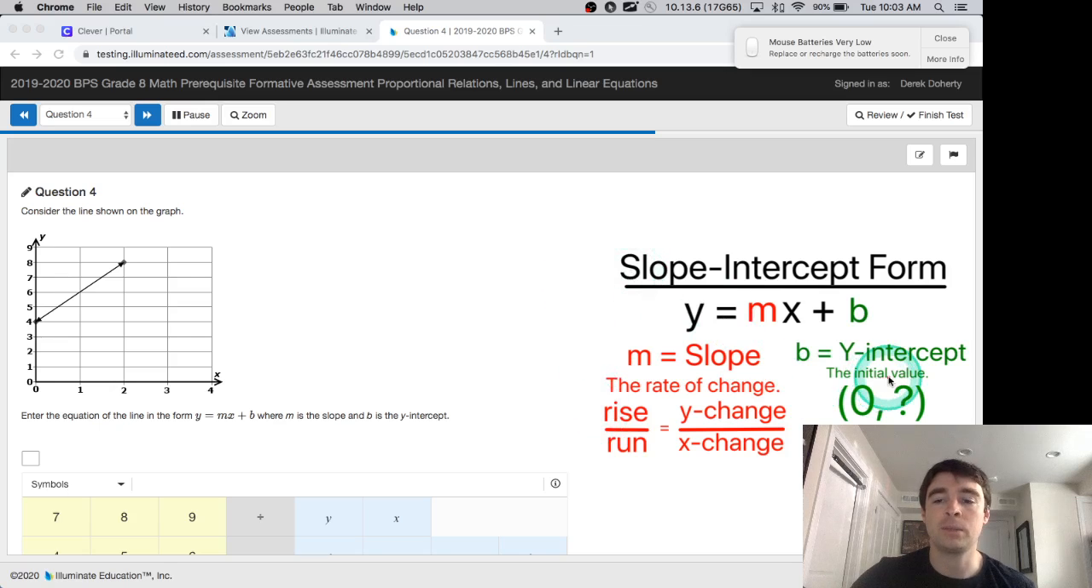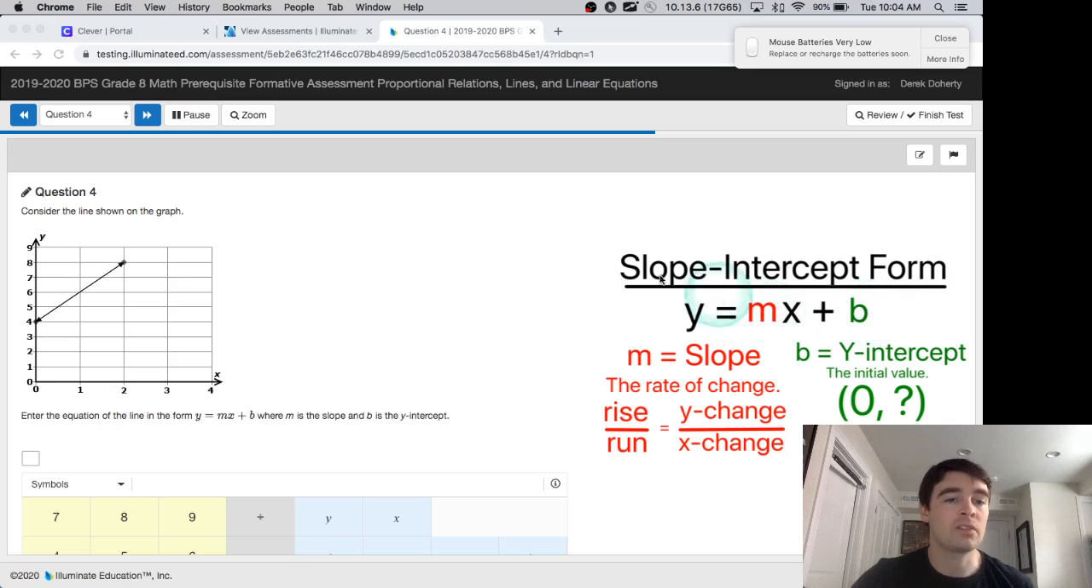And your y-intercept is going to be your initial value, or really it's going to be the point where the line crosses the y-axis. If you can find that point, it represents the initial value, or the y-intercept. And again, once you find the m and the b, the slope and the y-intercept, the reason we call this slope-intercept form is once you have the slope and the y-intercept, you just quickly plug them into this equation.